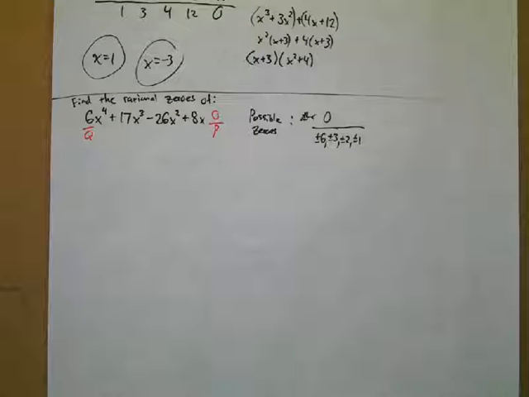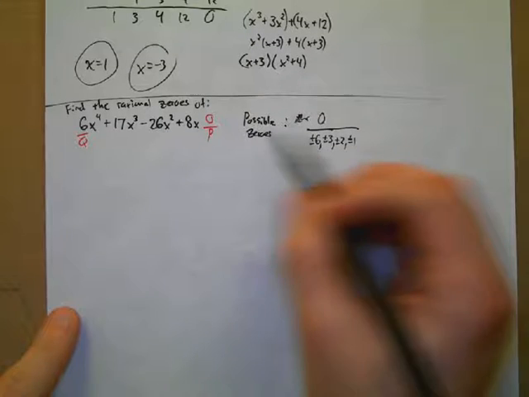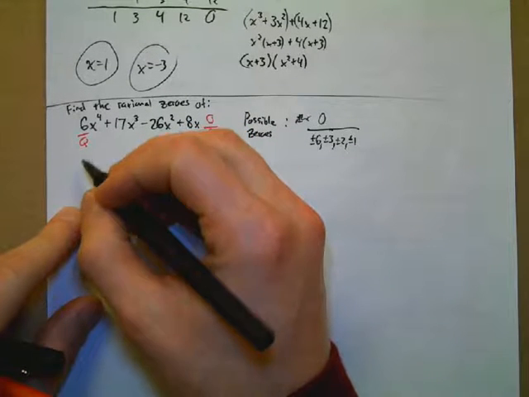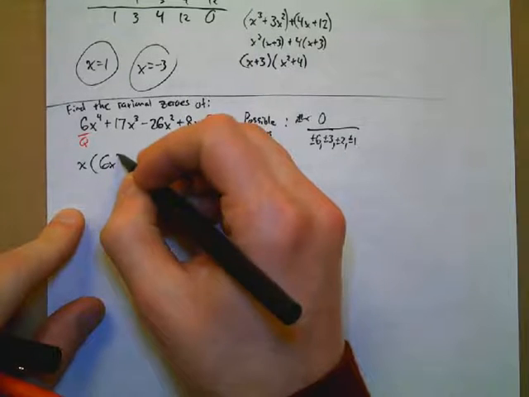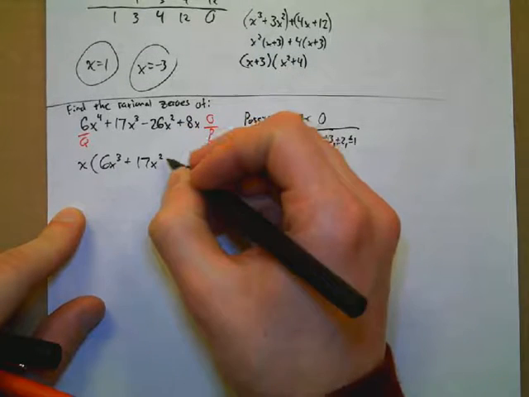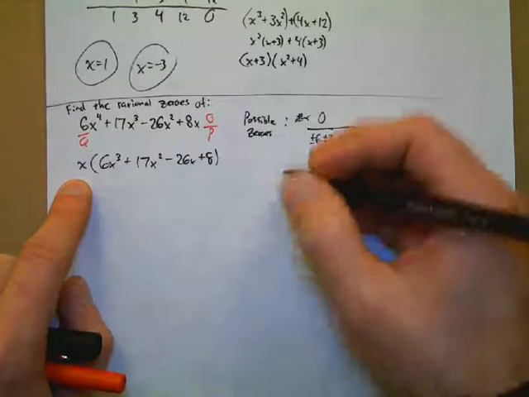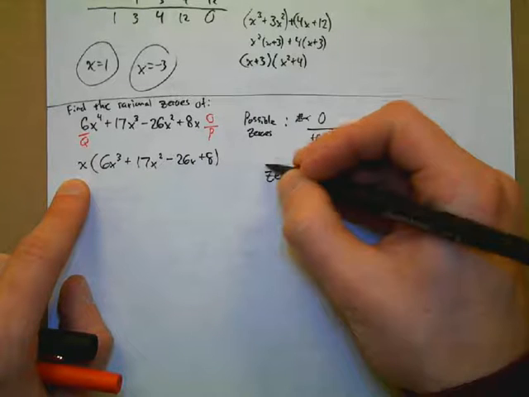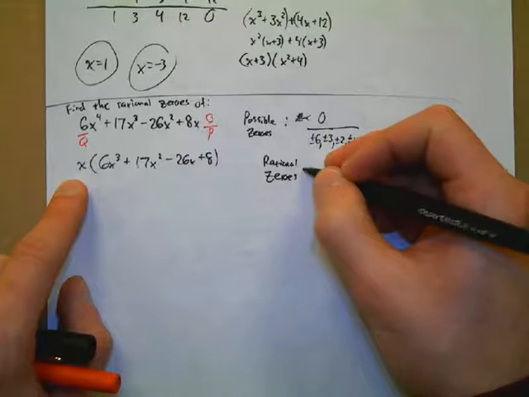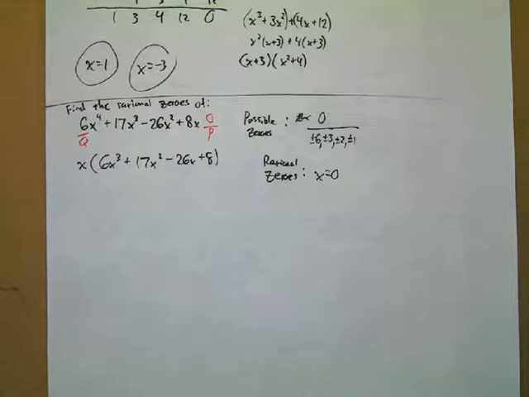So now we know that x equals 0 is one of the zeros. Write rational zeros here: x equals 0. But then you also want to take care of this thing. Now that I factored that x out, what's my new p-value? 8. Yeah, now the new p-value there is 8. And the q-value is still 6. Which means now the possible rational zeros are going to be plus or minus 1, plus or minus 2, plus or minus 4, plus or minus 8 over plus or minus 1, plus or minus 2, plus or minus 3, plus or minus 6.